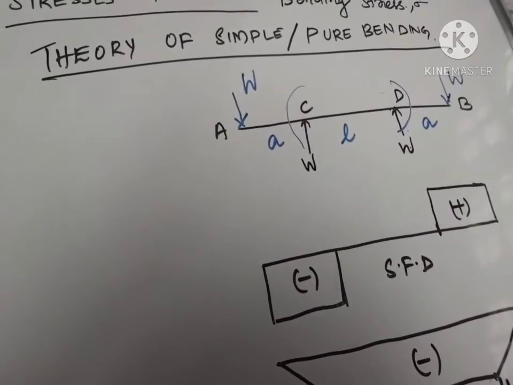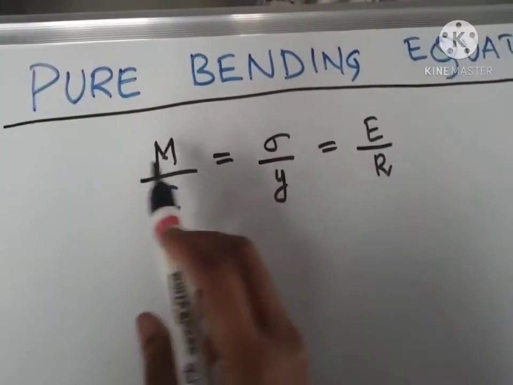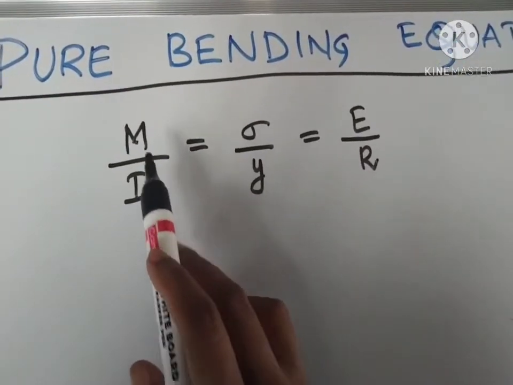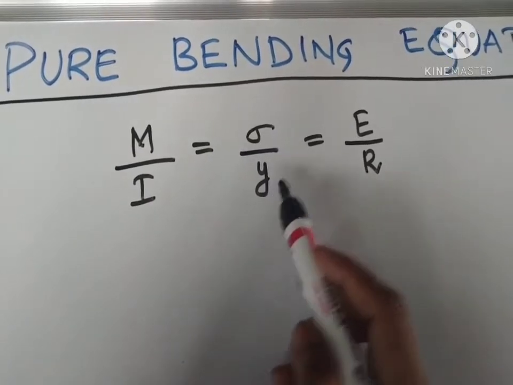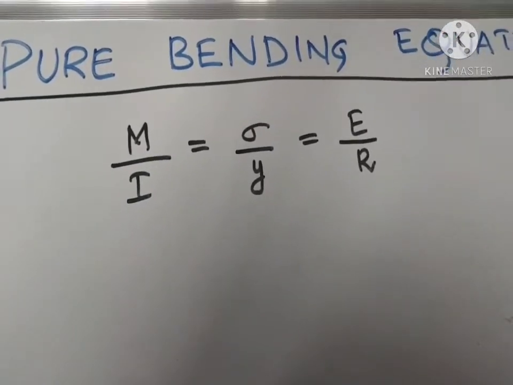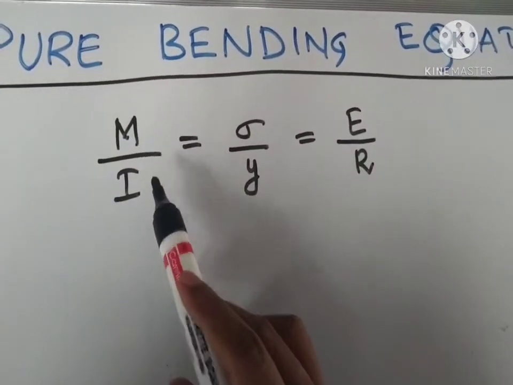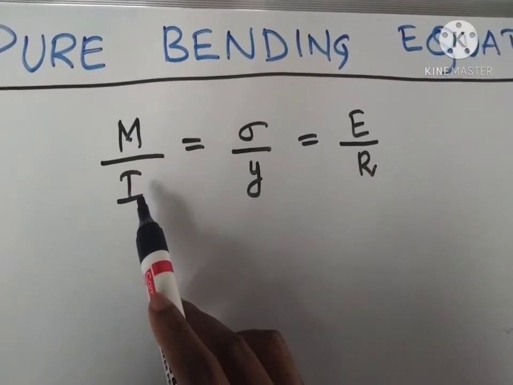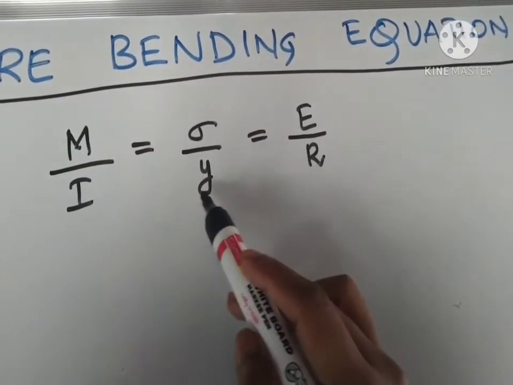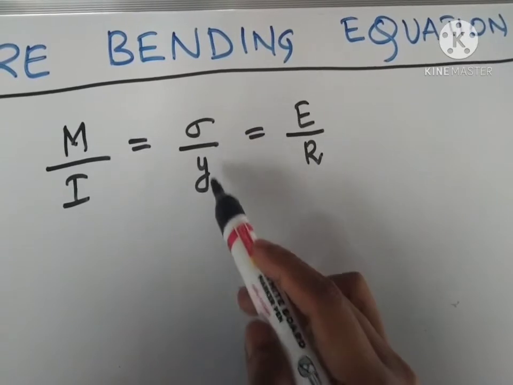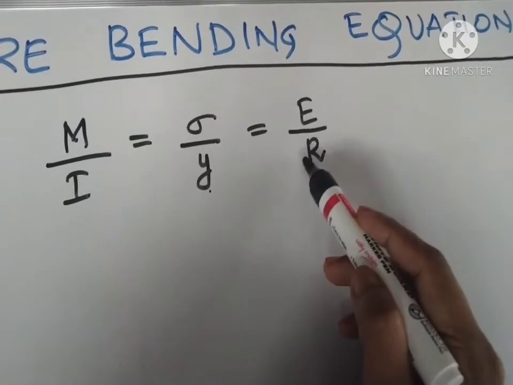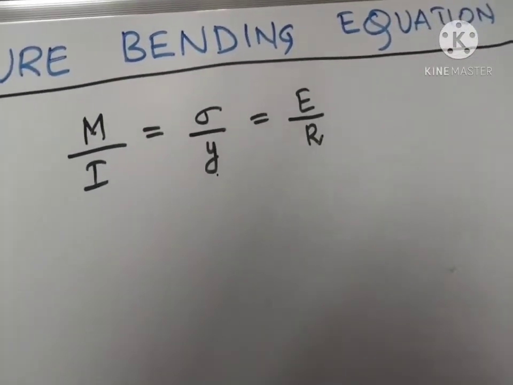Now we'll move on to the pure bending equation. The pure bending equation is a very important equation. It is given by M by I is equal to sigma by Y is equal to E by R, where M is the moment of resistance or bending moment at any section of the beam. I is the moment of inertia of the cross section of the beam. Sigma is the bending stress at a distance y from the neutral axis. E is the modulus of elasticity and R is the radius of curvature to which the beam bends.